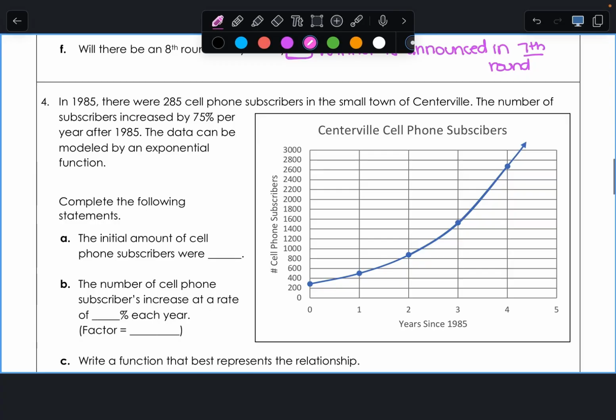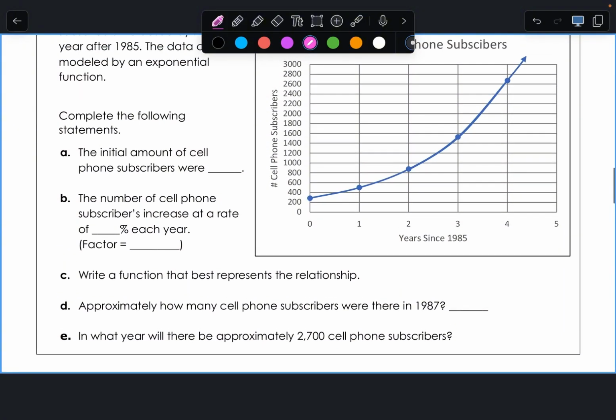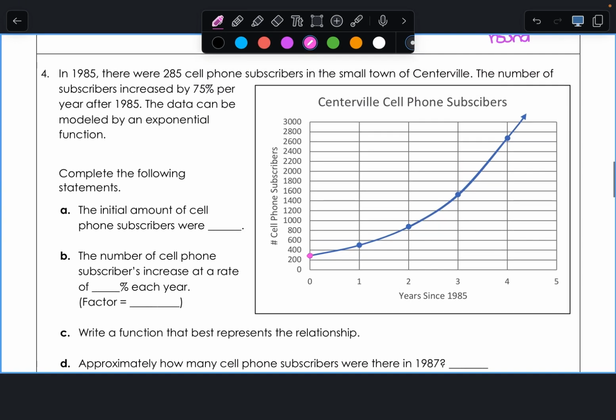3 Mississippis. In 1985, there were 285 cell phone subscribers in the small town of Centerville. The number of subscribers increased by 75% per year. After 1985, the data can be modeled by an exponential function. What's the initial amount of cell phone subscribers? 285. Now, even though the point looks like it's between 200 and 400, what do you do? Read.